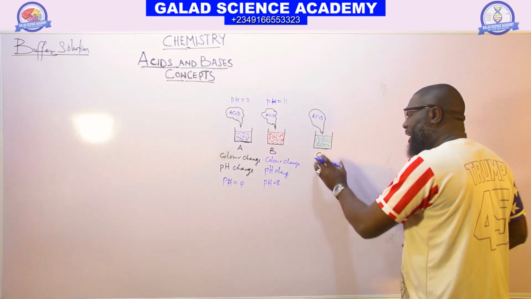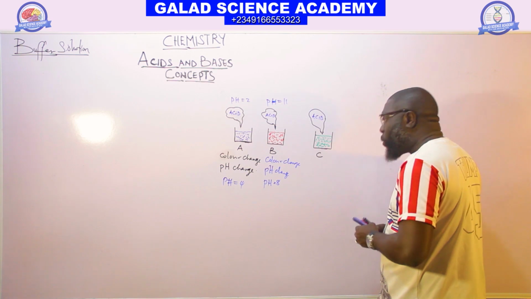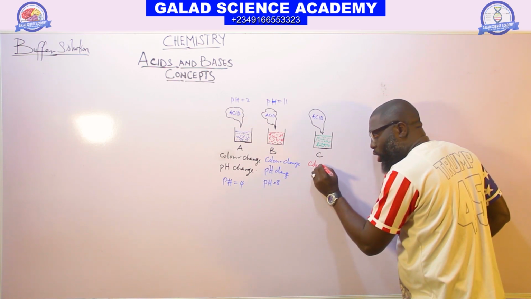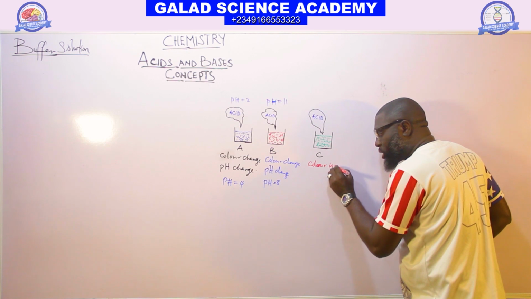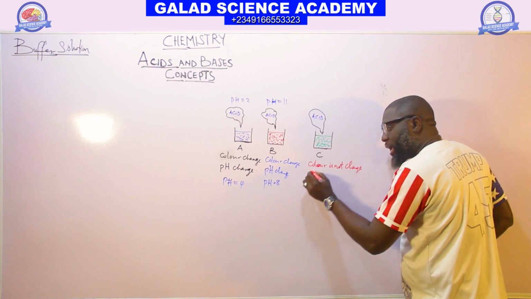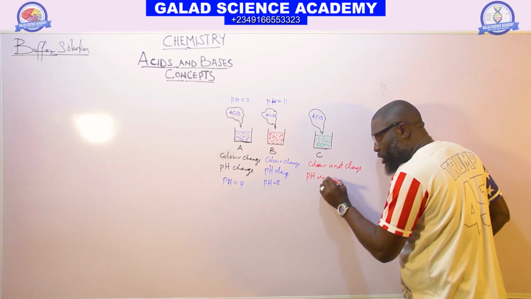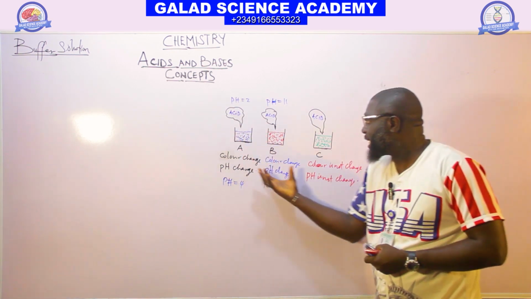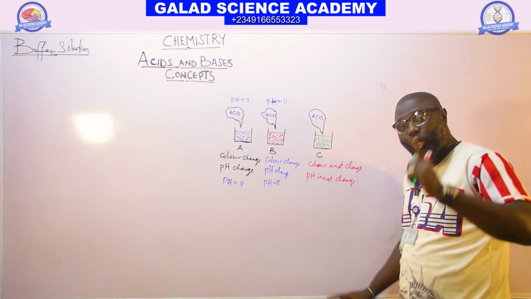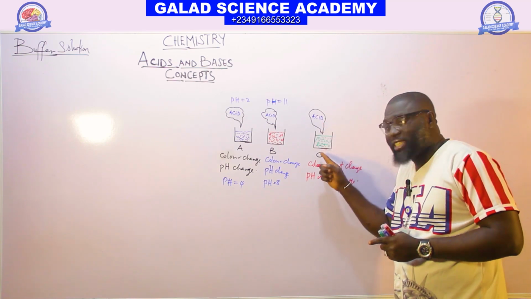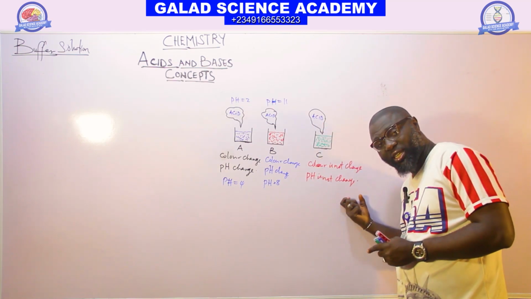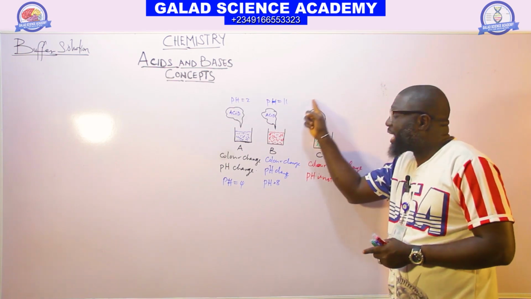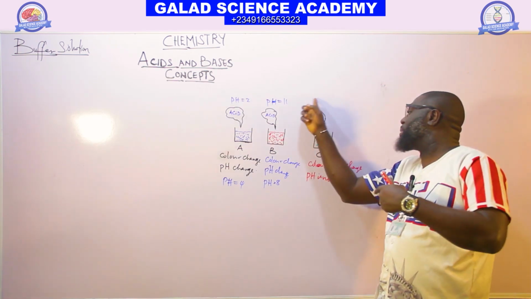Yes, but in this one, see, when you add acid into this solution, the color is not changed and the pH also is not changed. So out of these three solutions we have, A, B, C, only C, in the presence of acid or base, the pH remains and the color also remains. So the tendency of this C is to resist the change in pH when acid is being added to it.